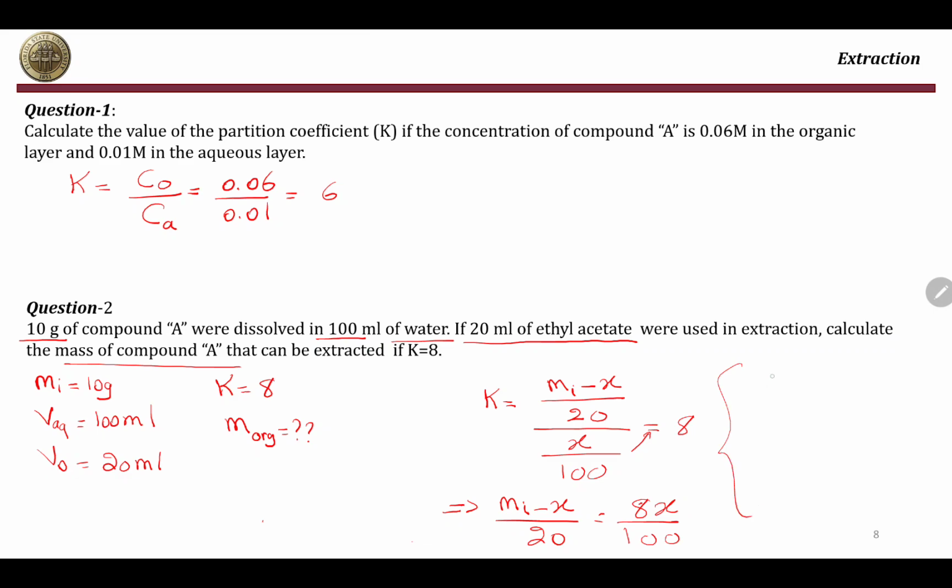And then you can solve for x and find the mass in the aqueous layer, and later on, just by plugging in the value of x here and substituting mi by 10, you can find the mass in the organic layer.